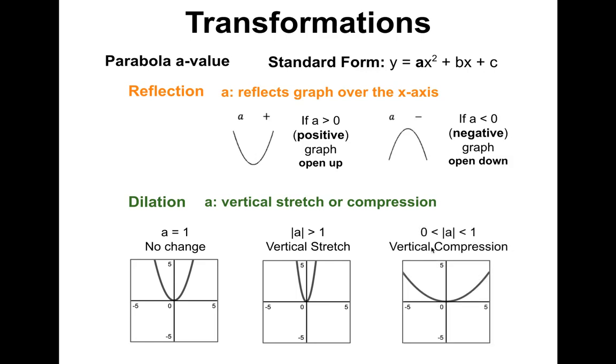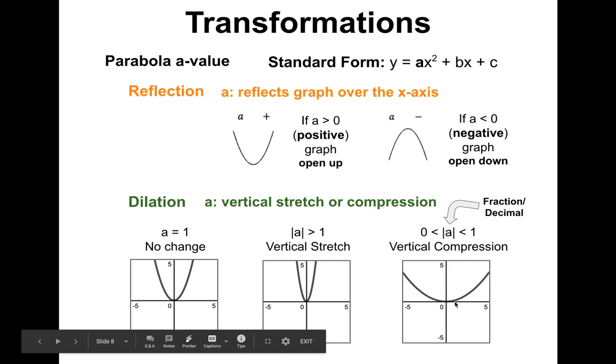We can also have a compression of our graph, and that would mean that the absolute value of our a value is between 0 and 1, again because we're not worried about the positive or negative. That causes the reflection. So really, a fraction or a decimal. That's going to compress your graph. It's going to smush it. If you think about smushing a hamburger, it makes it flat. It flattens it out, okay?